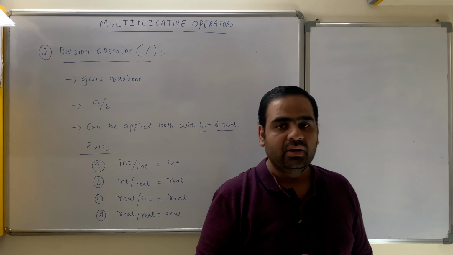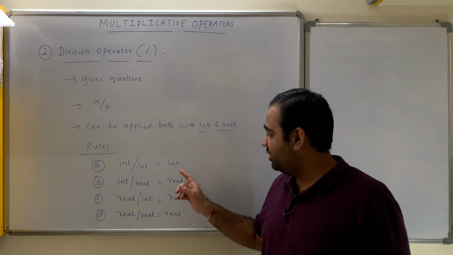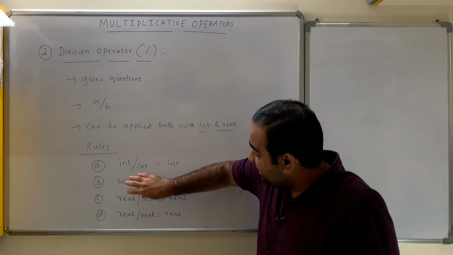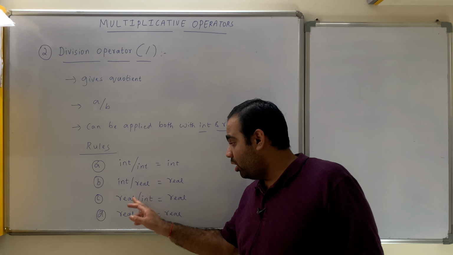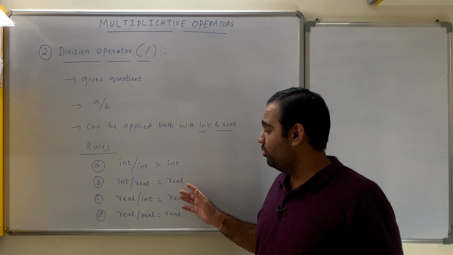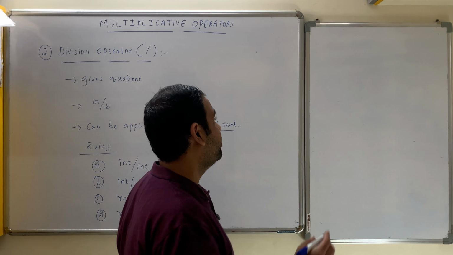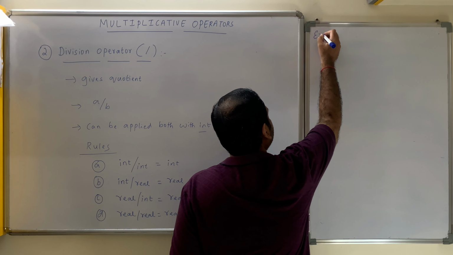That means if both numerator and denominator are integer, the answer will be integer. If either numerator or denominator or both are real numbers, the answer would be a real number. Let's see with some of the examples.